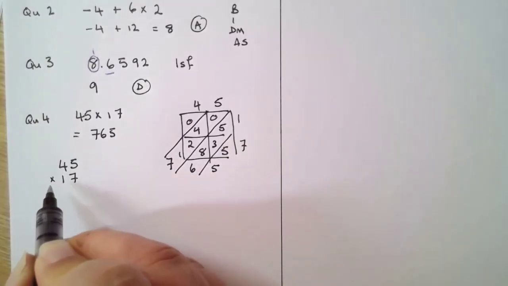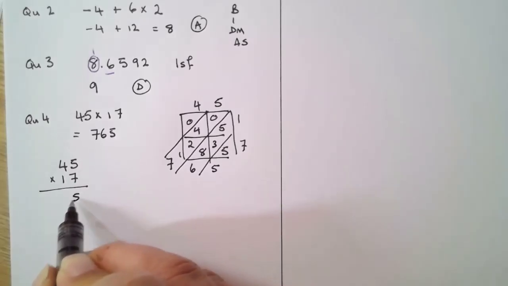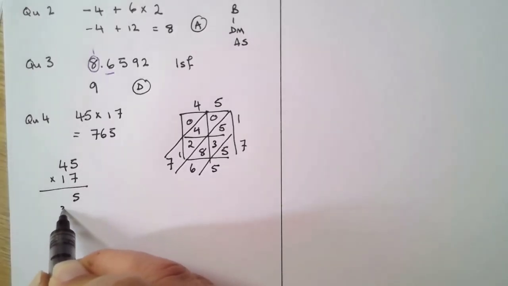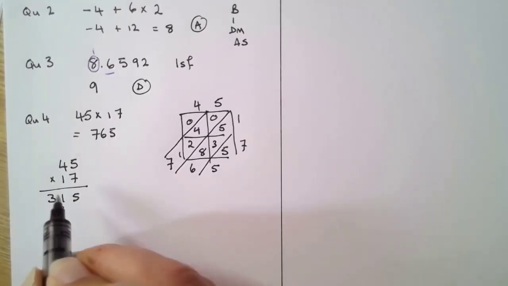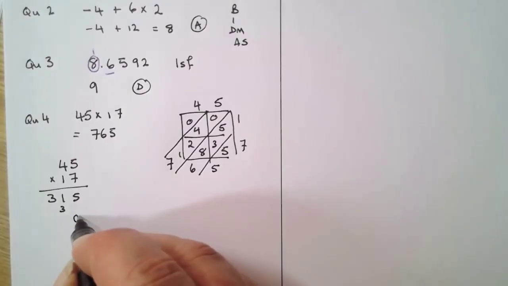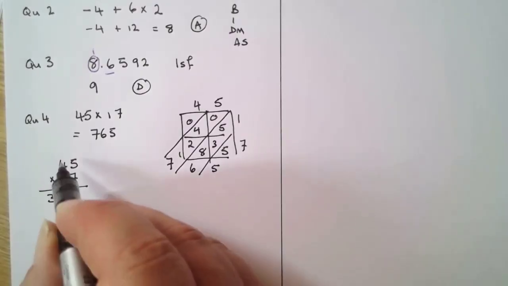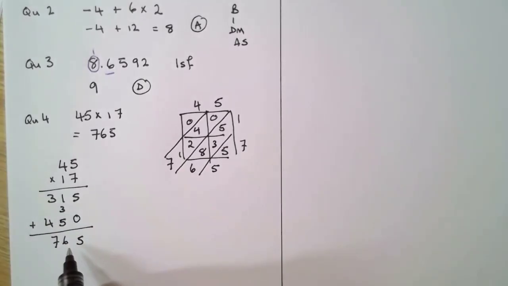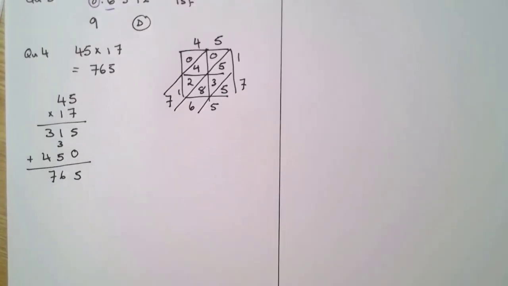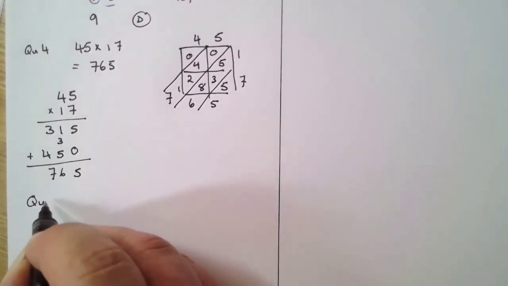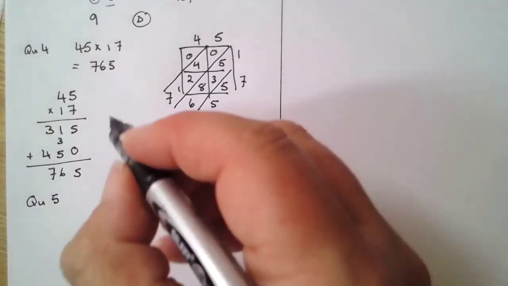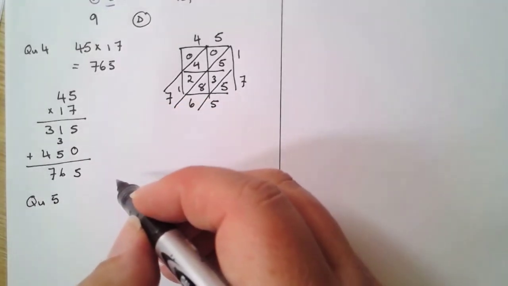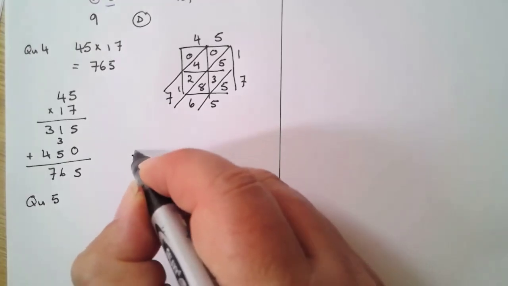45, 17, 7 times 5 is 35. 7 times 4 is 28, 29, 30, 31. We need to put a 0. 1 times 5, 1 times 4, and then we add those two together to get 765. Two different ways. 765 is answer D.